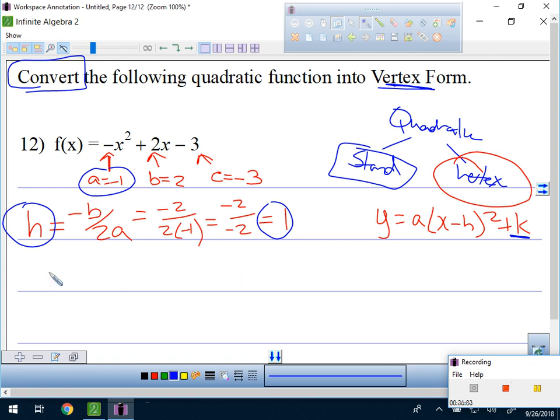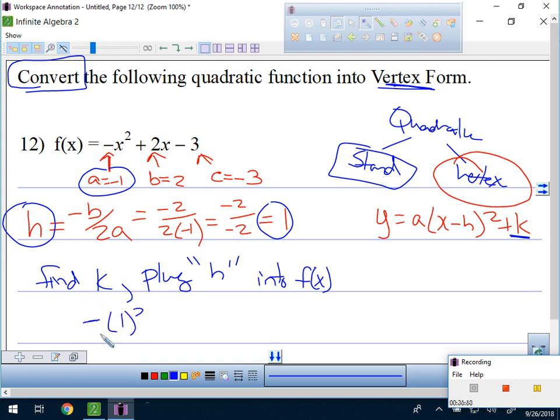If you've forgotten, the way that you find k is you plug h into your function. So what I'm going to have is negative, and then put 1 squared. Make sure you see that the negative is on the outside of my parentheses: negative, parentheses, 1 squared, plus 2 times 1 minus 3. Literally just type that into your calculator, and you should end up getting -2, and so that would be the value for k.